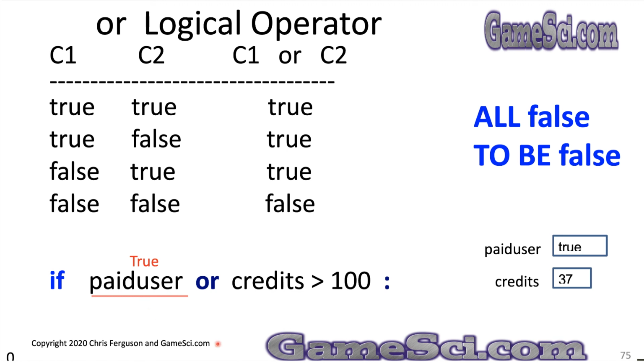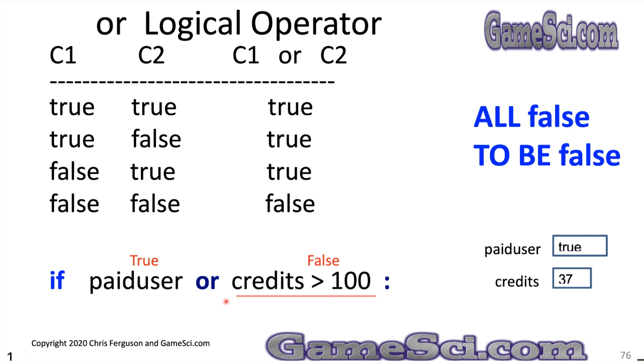If paid user, I'll set up a couple of variables over here. Paid user is a Boolean variable. It could contain true or false, so it provides one of the true-false values. Credits is 37. It's another input to one of these relational operators. Well, paid user contains a true, so that side of the OR is true. Credits greater than 100, 37 greater than 100 is definitely a false statement.